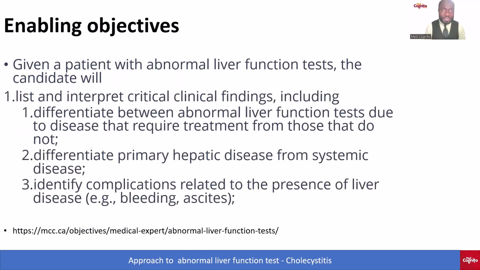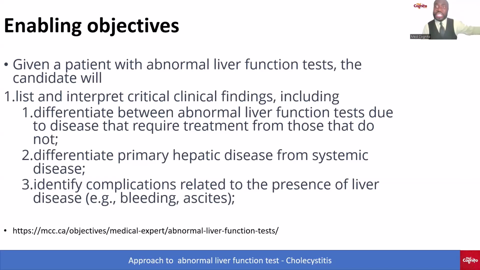Then the enabling objective: given a patient with abnormal liver function test, the candidate will list and interpret critical clinical findings, including differentiate between abnormal liver function tests due to disease that require treatment from those that do not. For example, a condition like Gilbert's disease, Gilbert syndrome. All of us know that we don't need to manage that patient. We don't need to give any medication. We just need to observe and make sure the patient's condition is not deteriorating. And then differentiate primary hepatic disease from systemic disease.